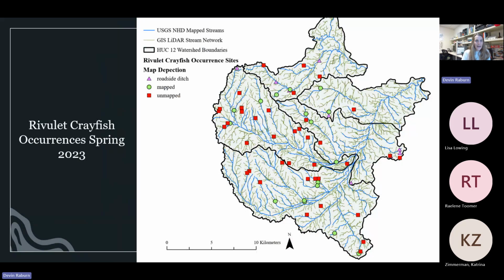And here's a closer look at where we caught our rivulet crayfishes. So these are all the occurrences, same depictions as we saw before. And now we can see definitely that the red squares, those unmapped streams, are really taking over, not only because they're red and we can see them easily, but also because they are just so abundant in this map. So we can talk about that a little bit.